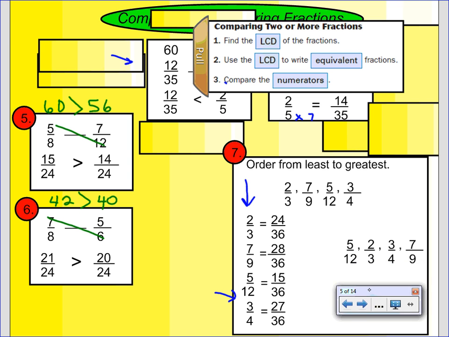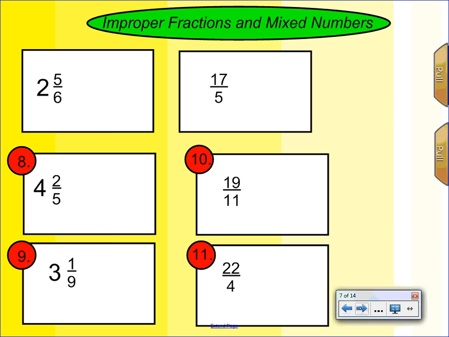That would then tell us from least to greatest that 5/12 is the smallest, then 2/3, then 3/4, and 7/9 is the largest. I hope you did well with these. Let's take a look at our next lesson. And again, we keep jumping ahead today.